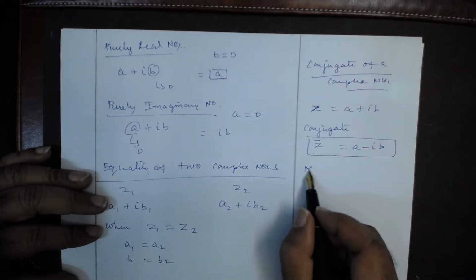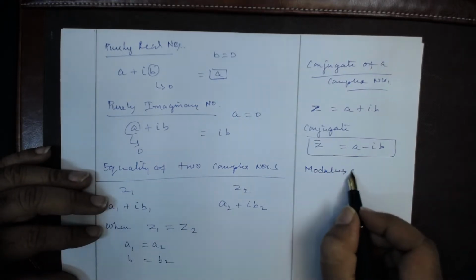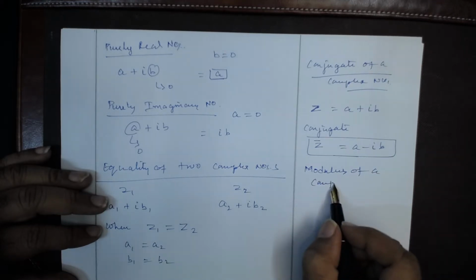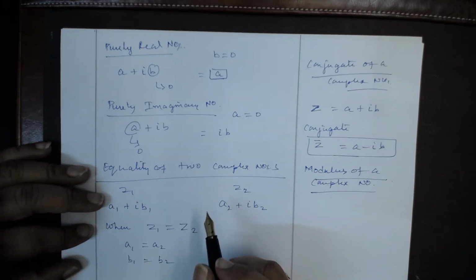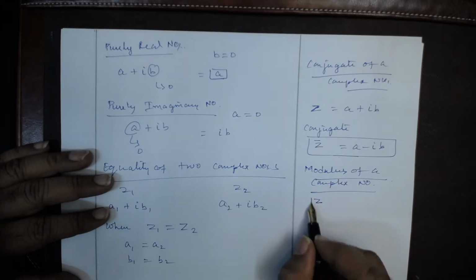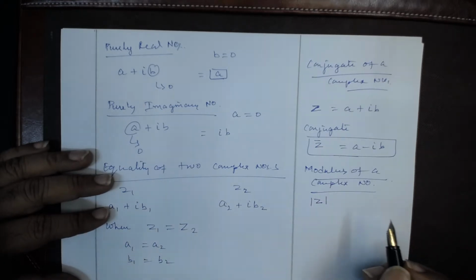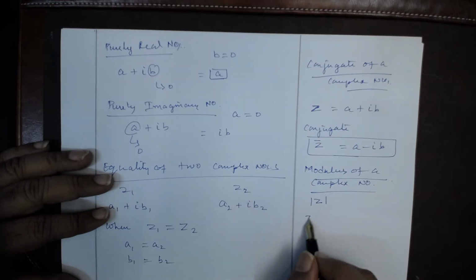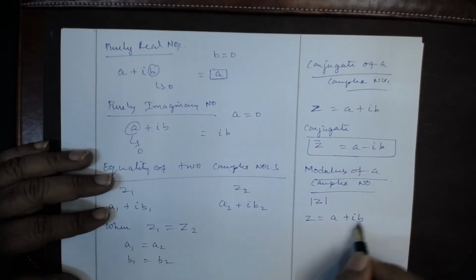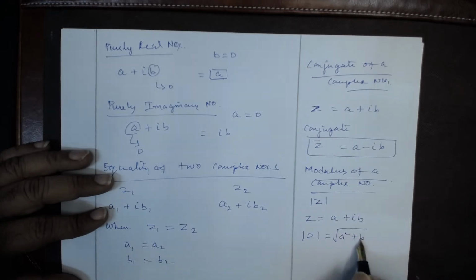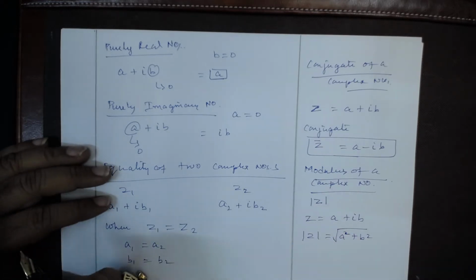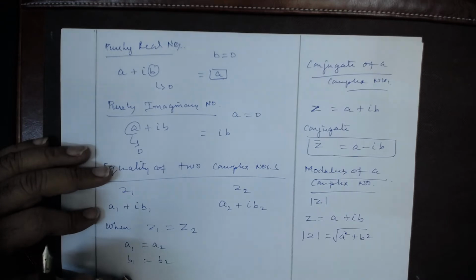Modulus of a complex number. It is represented by modulus of Z, which is nothing but, suppose Z is equal to A plus IB, a complex number, and the modulus is represented as the square root of A squared plus B squared.